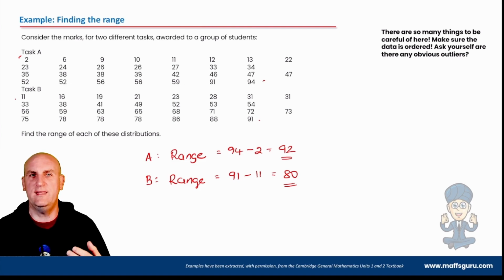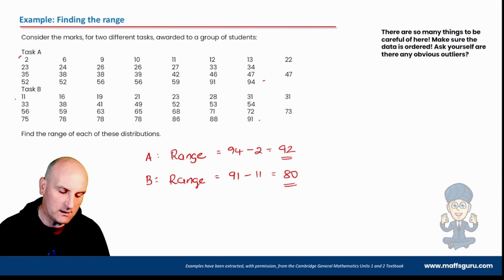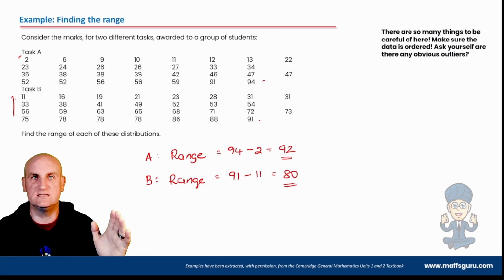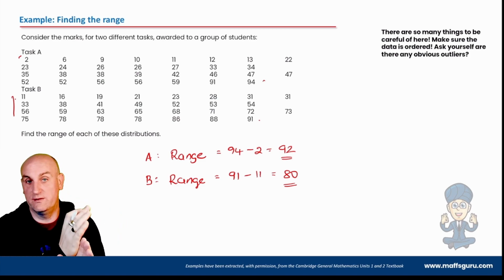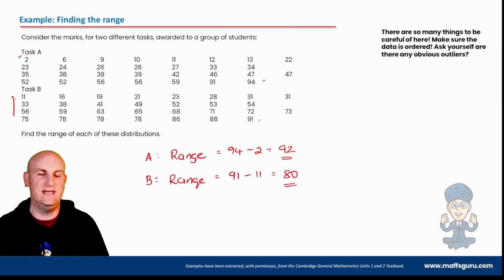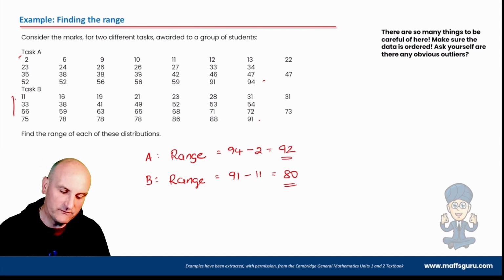But the thing is, are there any obvious outliers in our data? Well, if we look at task B, the numbers seem to go, we've got some 10s, some 20s, some 30s, 40s, 50s, 60s, 70s, 80s and 90s. So the data seems to be spread from 11 up to 91, and there are some numbers in each of those intervals. Task A, on the other hand, seems to have a bit of a gap. It jumps from 59 all the way up to 94.